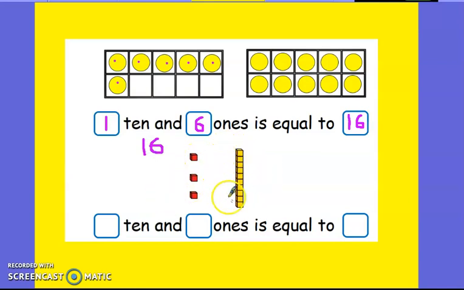So what have we got here? We've got 1 10 stick, 1 base 10, so 1 10. And how many ones? 1, 2, 3. Well, that's going to be 13, isn't it? Because I can see that 10 and 3 is 13. And if I'm not sure, I can always count on from the 10. So 10, 11, 12, 13.